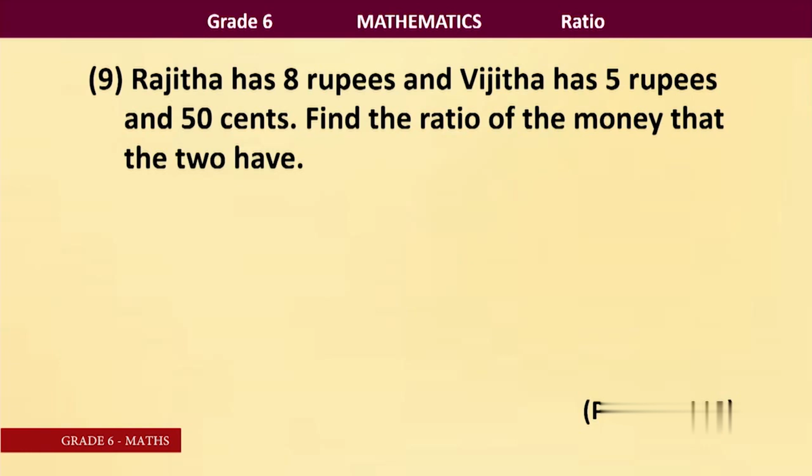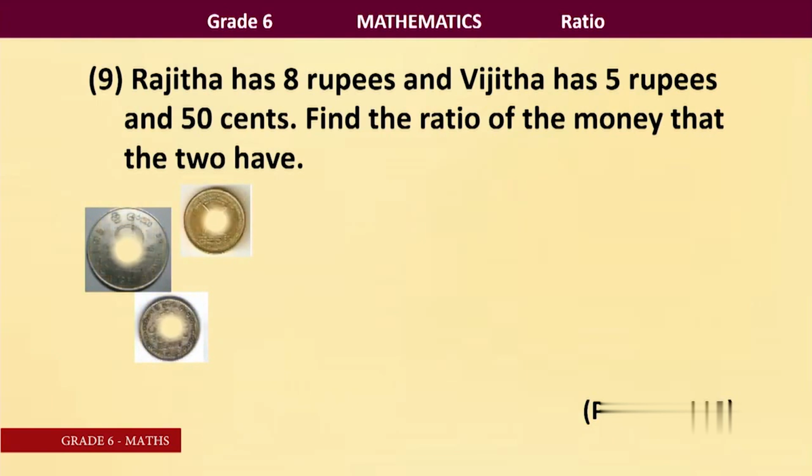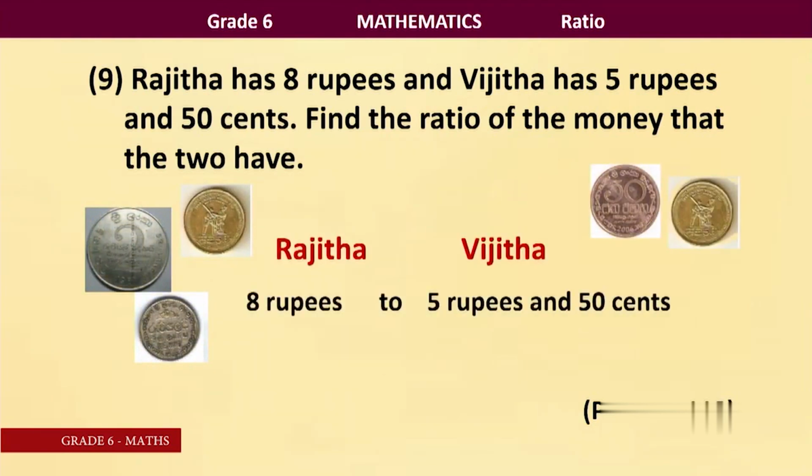But they didn't mention Rajita to Vijita or Vijita to Rajita. Then it is according to you. You can write it either way, Rajita to Vijita or Vijita to Rajita. Now I arrange my answer Rajita to Vijita. Rajita has 8 rupees. Vijita has 5 rupees and 50 cents.